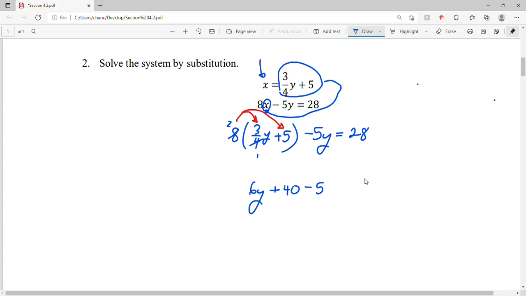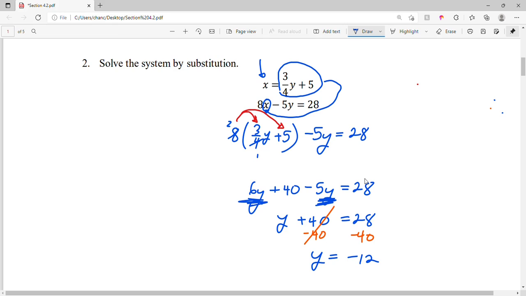Minus 5y equals 28. I can collect like terms. 6y minus 5y, that's y. y plus 40 is equal to 28. We can start subtracting 40 to both sides now. And y is equal to negative 12. y is equal to negative 12.